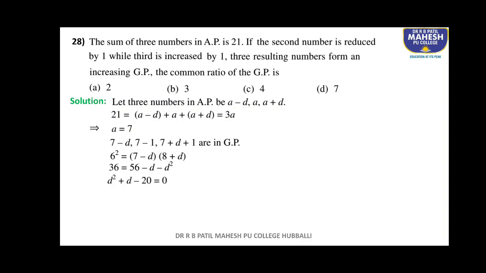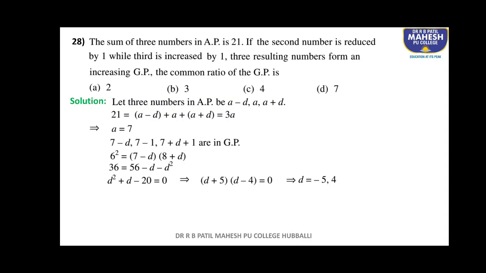Now we can transfer that 56 minus d square to the left hand side. Therefore it becomes d square plus d minus 20, because 36 minus 56 is minus 20, the whole equal to 0. So d square plus d minus 20 is equal to 0. It is a quadratic equation. Now we consider the two numbers whose difference is plus 1 and product is minus 20. Therefore the numbers are plus 5 and minus 4. Therefore we have d plus 5 into d minus 4 is equal to 0. Therefore d is equal to minus 5 and 4.